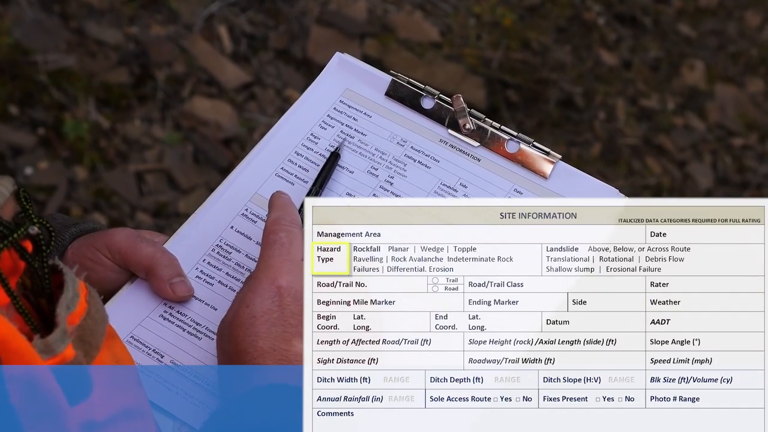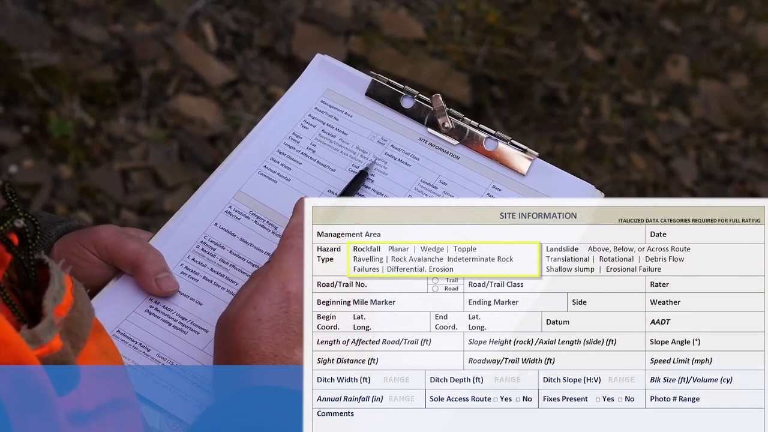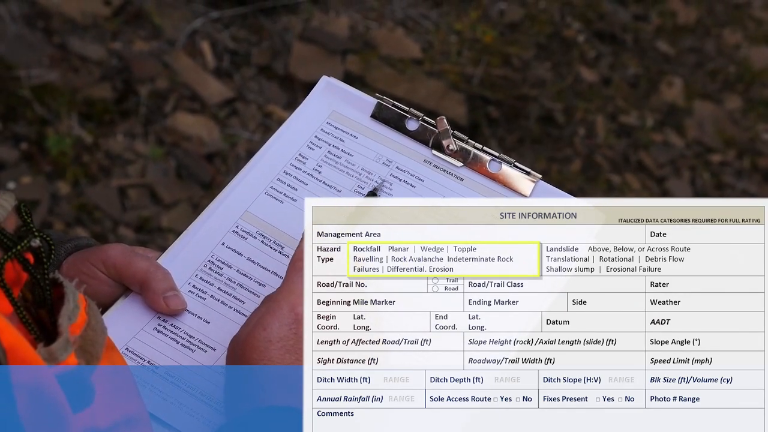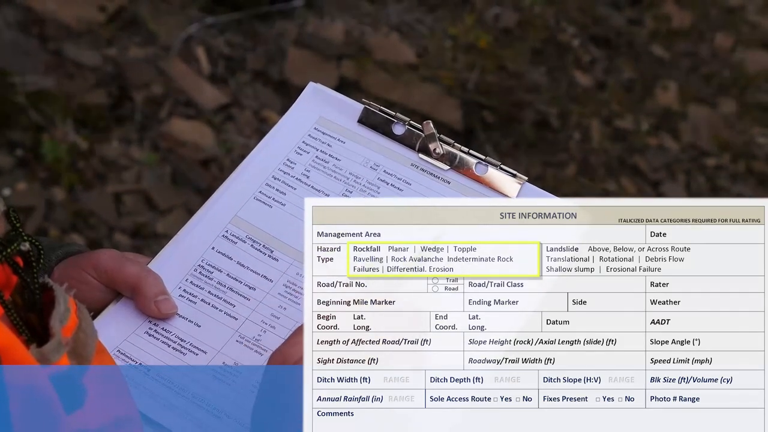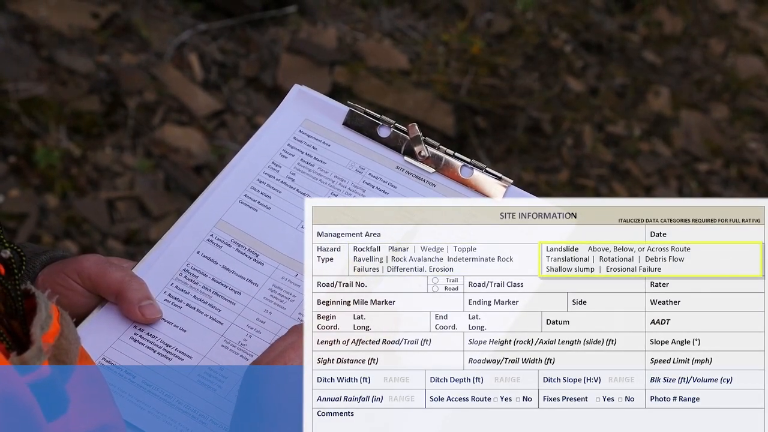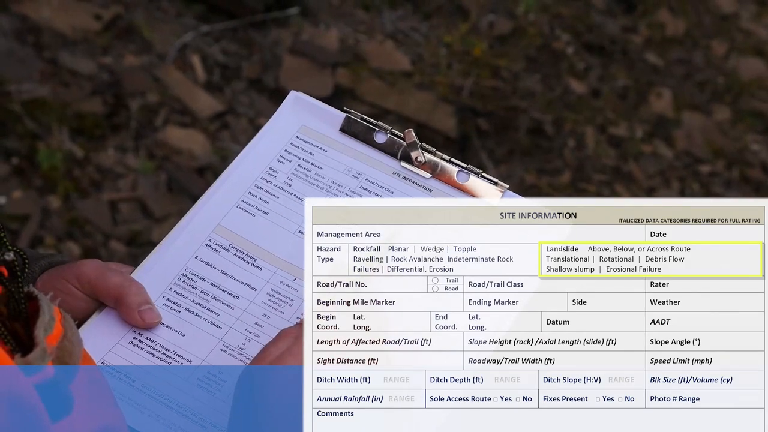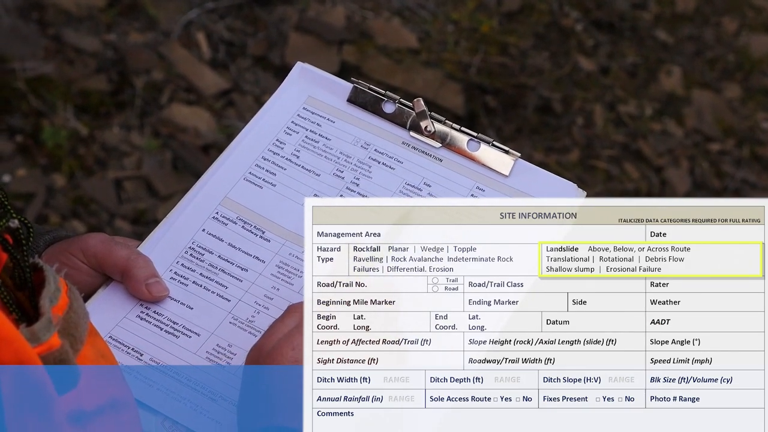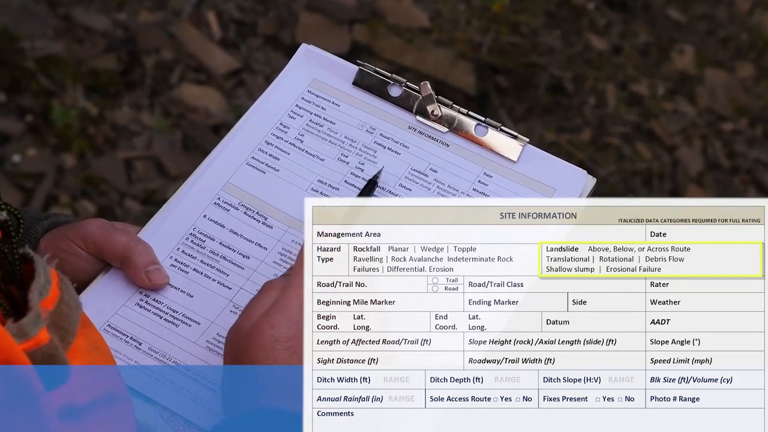The hazard type. Rock fall, then also some of the information that pertains to the rock fall. If it's a planar, wedge, or topple failure, or multiple failures through the site, you can circle more than one through here. Same thing with landslide, if it's above, below, or across the route, if it's translational slide, rotational, debris flow, etc. You can leave those blank if you're unsure.